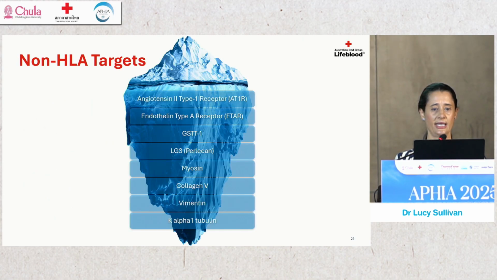So I've talked to you about AT1R, but AT1R is really the tip of the iceberg when it comes to non-HLA targets. There are a number of other targets, some of them listed here, that can develop antibodies following transplantation. These are specific autoantigens. As I mentioned before, they are primarily expressed on endothelial and epithelial cells, and there's emerging evidence that antibodies to a number of these targets can be associated with poor graft function following transplantation.